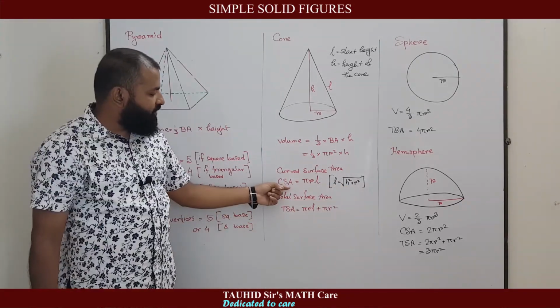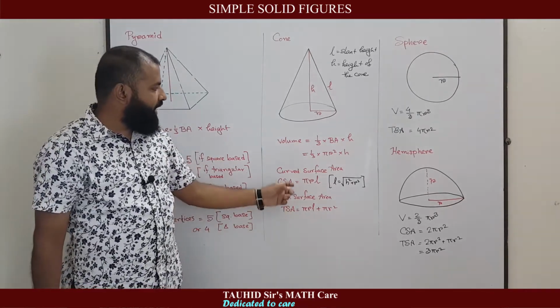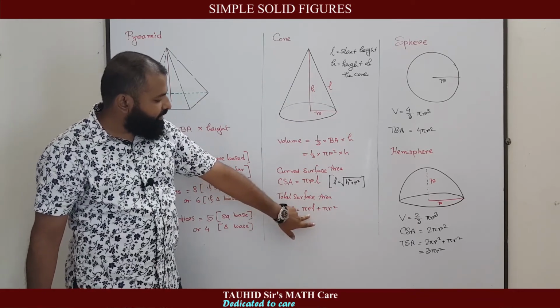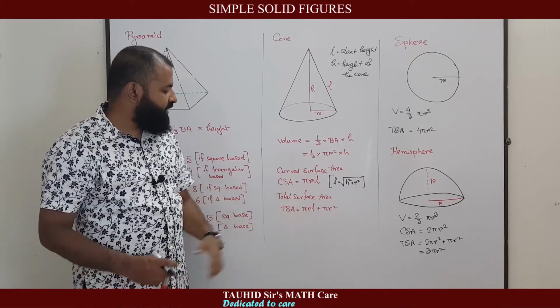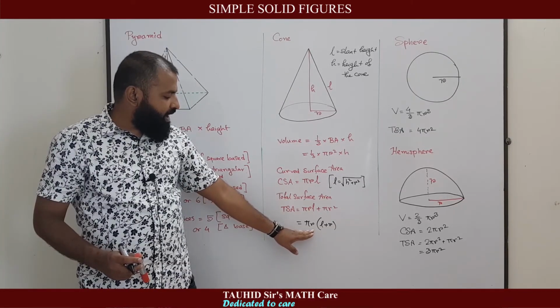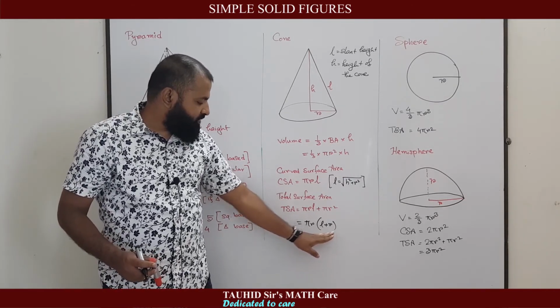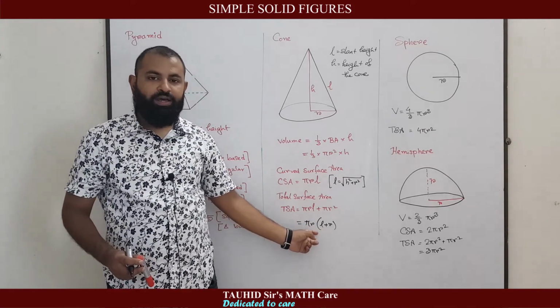We got the curved surface area equal to pi r l. So the total surface area equals to curved surface area plus base area. Curved surface area pi r l plus base area pi r square. So total surface area equal to pi r l plus pi r square. If we take the pi r as a common factor, inside bracket there will be l plus r. So total surface area equal to pi r multiplied by l plus r.